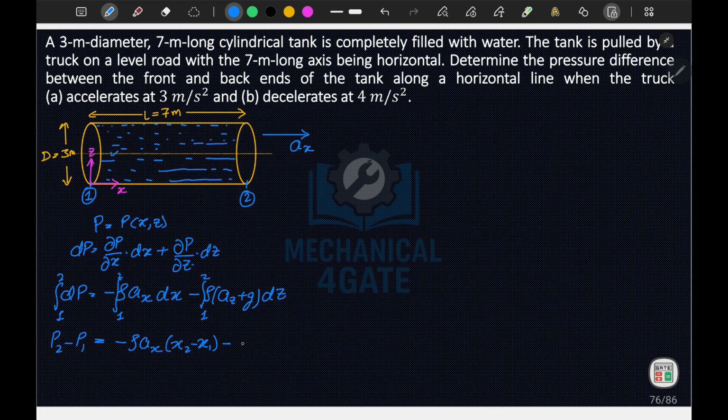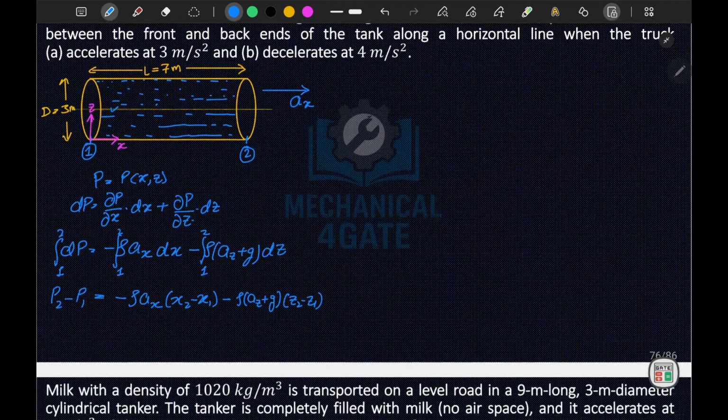Okay, minus rho times of az plus g times of z2 minus z1. Now what we have to do is calculate the pressure difference, p1 minus p2, between the front and back end. We have to calculate p1 minus p2 at the same horizontal level. So at the same horizontal level, z1 is equal to z2, so this term will be 0 at the horizontal line, or same level.